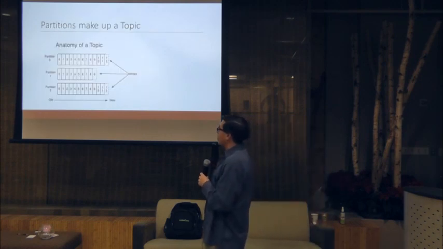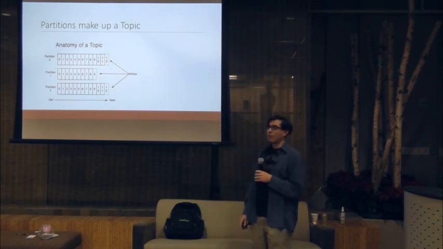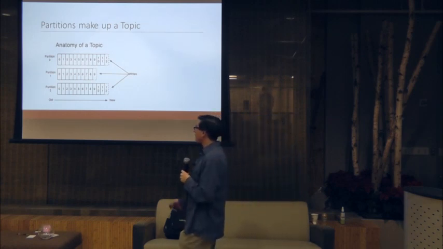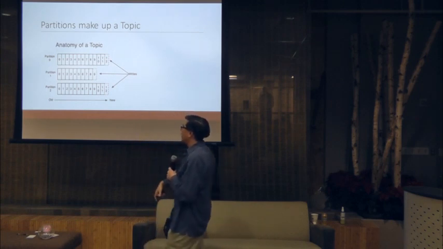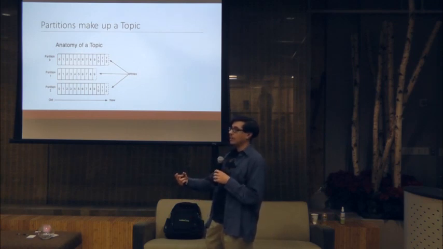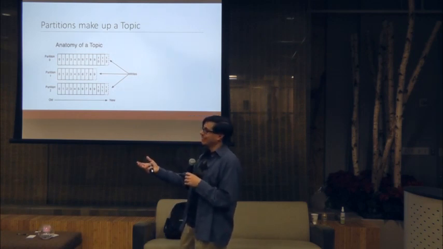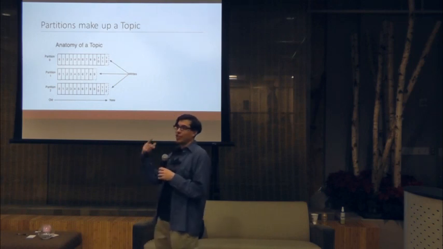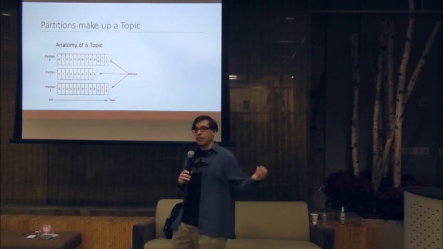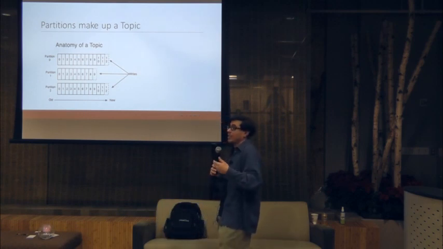OK, so partitions make up a topic. This is a pretty standard Kafka diagram that has been around for a while, but I figured I have to have one in there. So this is the anatomy of a topic. As writes are coming in to a topic, it is going to send them to a partition based on how you have decided to partition that data across the different partitions. You could have the partitions just hash and modulus. You may want all the data for a specific user to always be in the same partition.